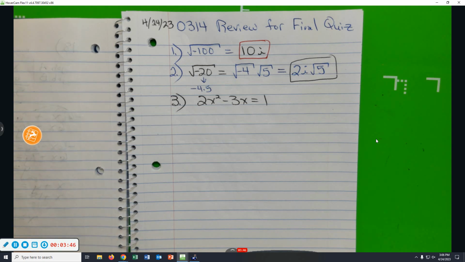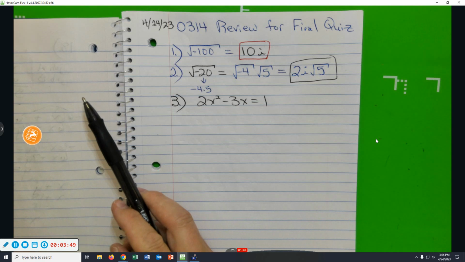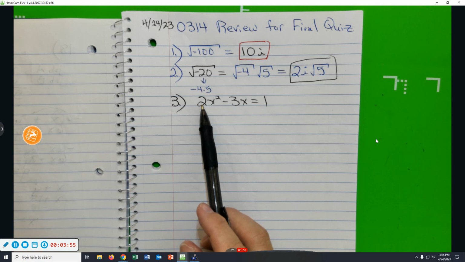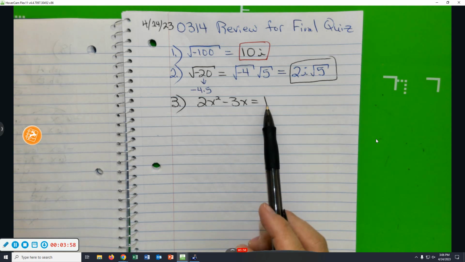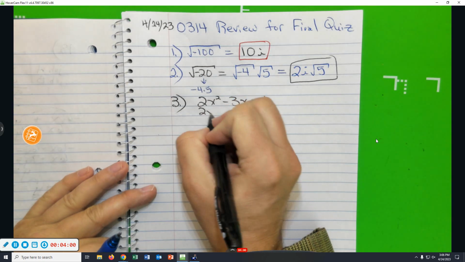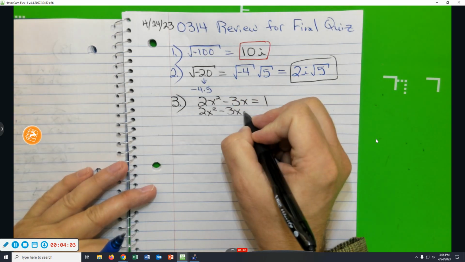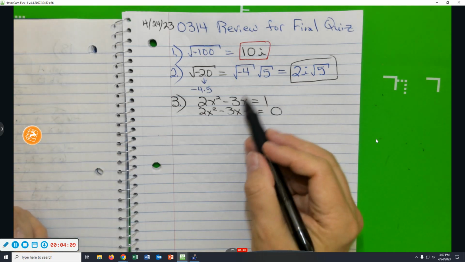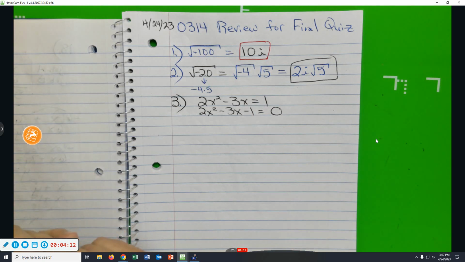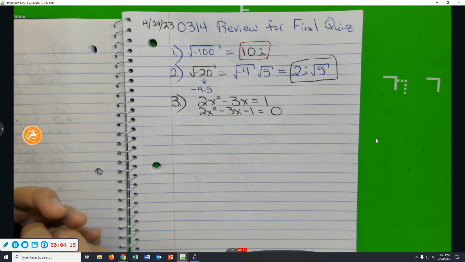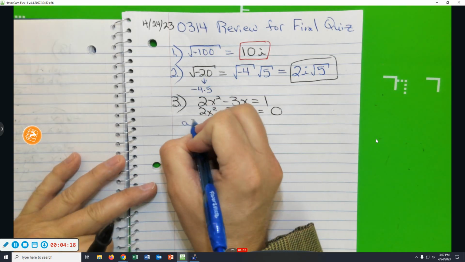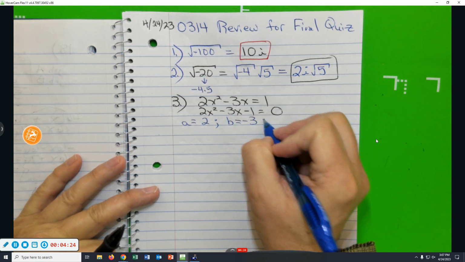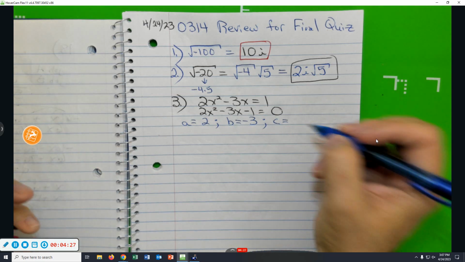Bring that 1 over. Whether you're factoring or using the quadratic formula, you need the equation set equal to 0. Also, you want that leading coefficient to be positive, so the sensible thing to do is to bring that 1 over. So we have 2x squared minus 3x minus 1 equals 0. Remember, when the 1 goes over, it becomes negative, or the sign changes. And now we can identify a, b, and c. a is 2, b is negative 3, take that sign, good. c is negative 1.